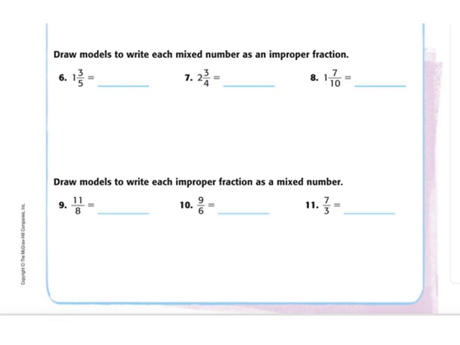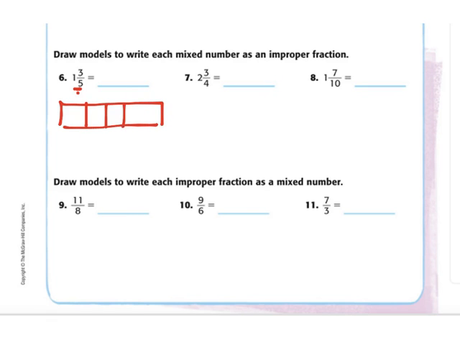Okay, next page. Now we need to draw a model to write each mixed number as an improper fraction. Okay, I feel like this one's a little bit easier because it tells us exactly how many models I'm going to have to draw. I know I'm going to have 5 units in each model because that's what my denominator tells me. So I'm going to draw a model.